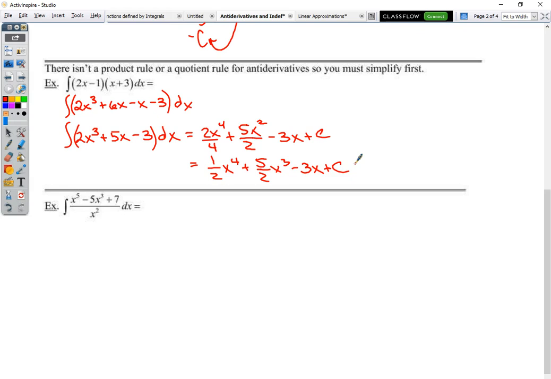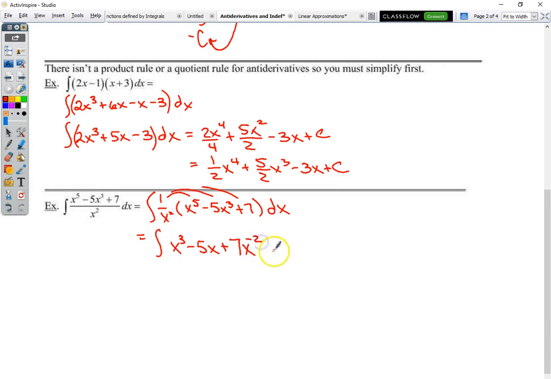Likewise, in this problem, I would recognize that this can actually be split. You know what? I'm going to do that a slightly different way. As I take a look at this, I can realize that this is really rewritten as 1 over x squared times the numerator. And the reason why that's useful is I can distribute this across and call this x to the third minus 5x plus 7x to the negative 2 dx.